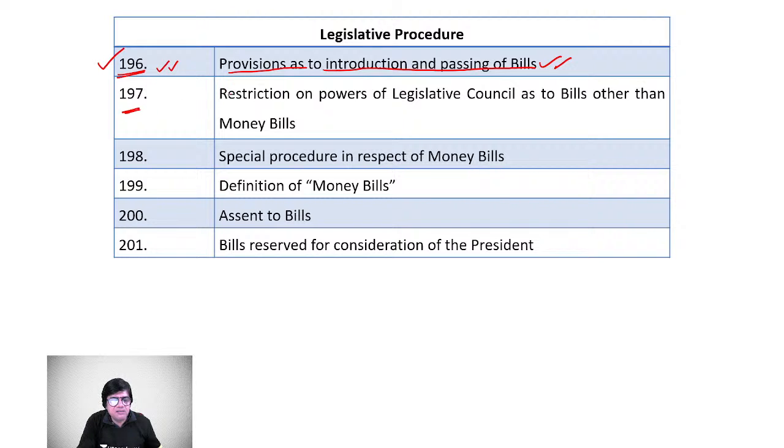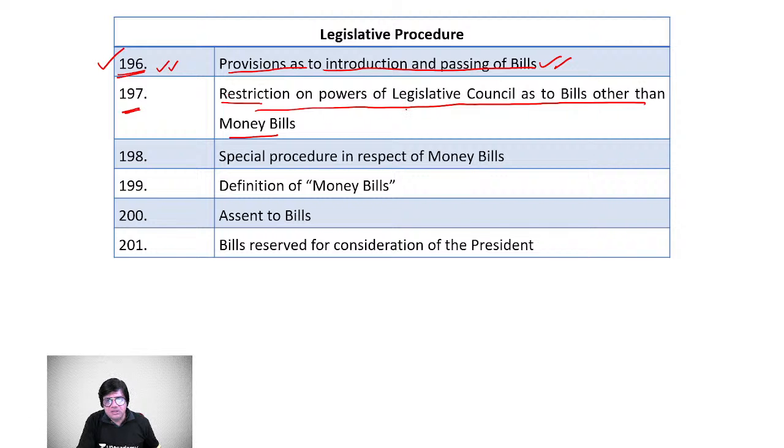Then 197 is restriction on the powers of legislative council as to bills other than money bills. Now, in fact, bicameral legislature is there in 6 states as of now. That is in Maharashtra, Karnataka, Andhra Pradesh, Telangana, Bihar and Uttar Pradesh. These are the 6 states in India which have bicameral state legislature.